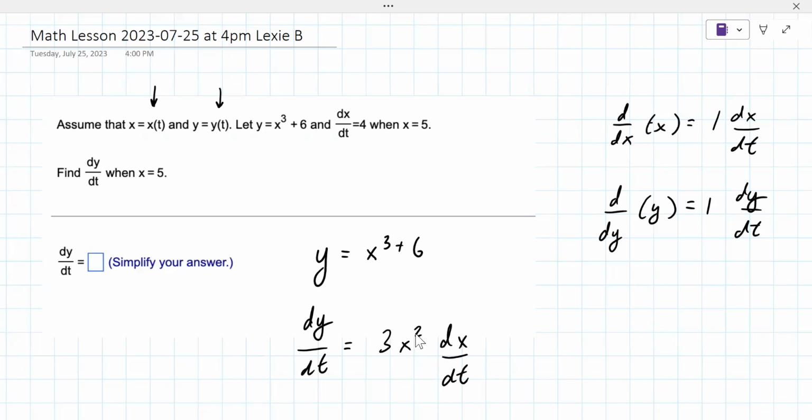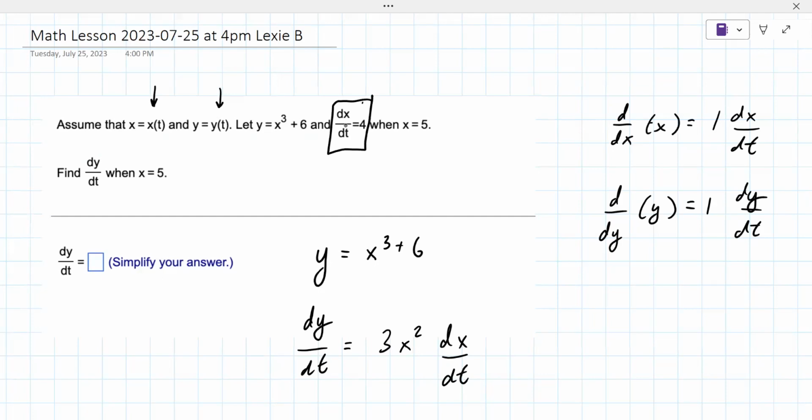Yes. Why is that? We can talk about that. But notice that they give you a dx dt. So you always want to think, like this is an SAT, ACT, why are they giving me that? Well, because you need it.